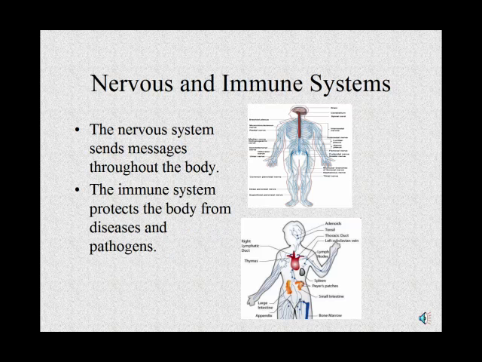Your nervous system is made of your brain, spinal cord, and all the other nerves that run throughout your body. Your nervous system sends messages throughout the body, and they're picked up from your sensory neurons and sent to your brain and then into your motor neurons that tell you how to move your body.